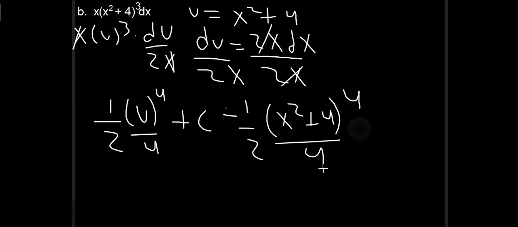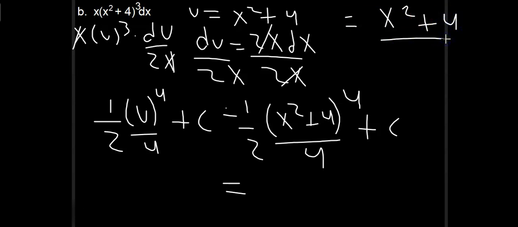So let me just simplify it over here. So 1 times this x squared plus 4 is actually x squared plus 4. So let me just write the answer over here. It will be x squared plus 4, the whole over 2 times 4, which is 8, and then the whole plus c. So this will be your answer. This is all you have to do.